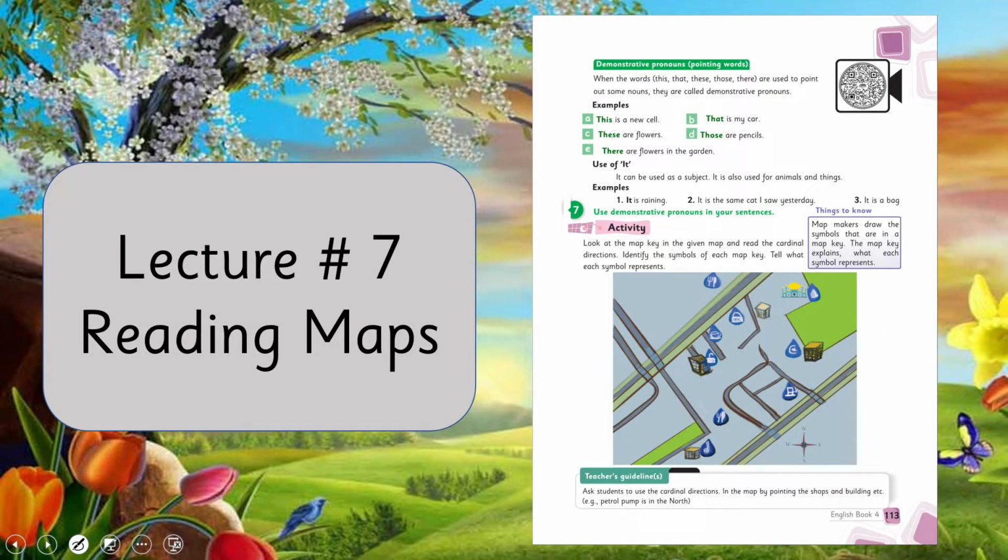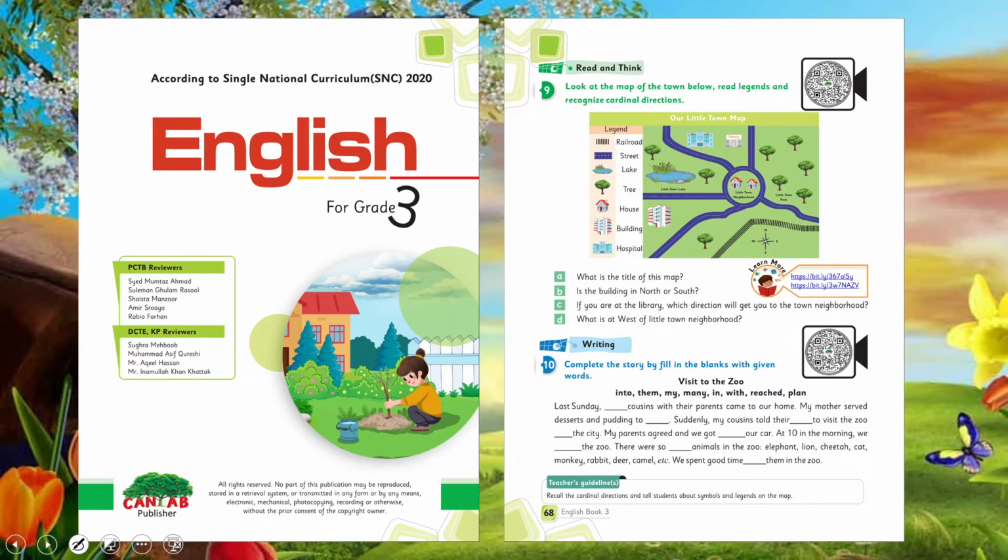Our today's lecture number 7, we will read about map reading, how we can read a map. So today we are going to learn about maps. Before, in English for grade 3, my dear students, we have already learned about map reading. I hope you remember it. If you do not, you can watch this video lecture again.